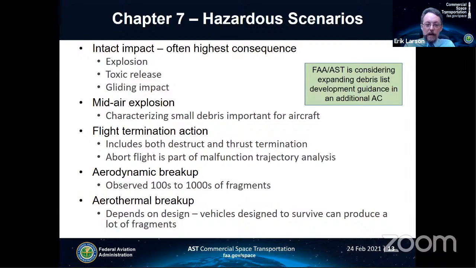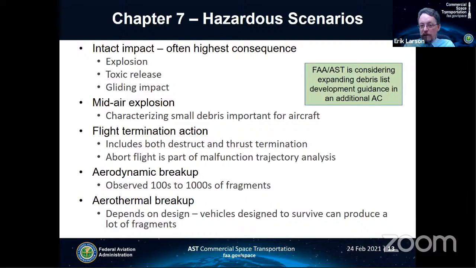Another important case is a gliding impact for a winged vehicle. If it comes down in the wrong location at high speed at a shallow angle, this can cause a very large area where people can be injured. The mid-air explosion case, of course, this can lead to a lot of debris. What's particularly interesting here is also the small debris that's important for protecting aircraft, because the aircraft are, of course, more sensitive to small debris because of the speed of the aircraft. So that's an important consideration there.